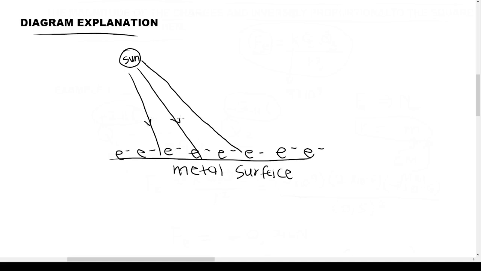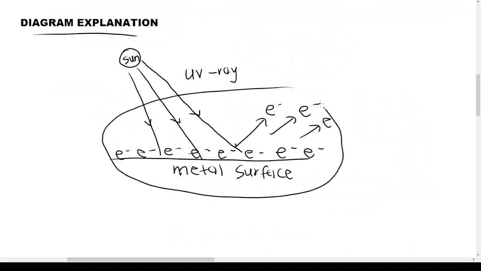Okay, now, when this light, let's say the type of rays from the sun, let's say it's UV rays. When UV rays strike the metal surface, these electrons will become ejected. In other words, they will become removed from the surface. And then we call this whole process photoelectric effect.